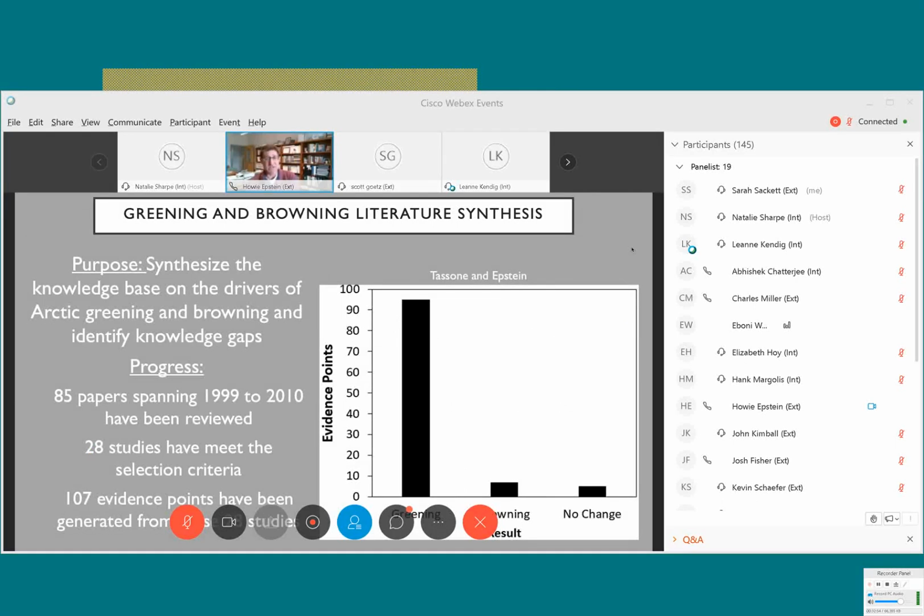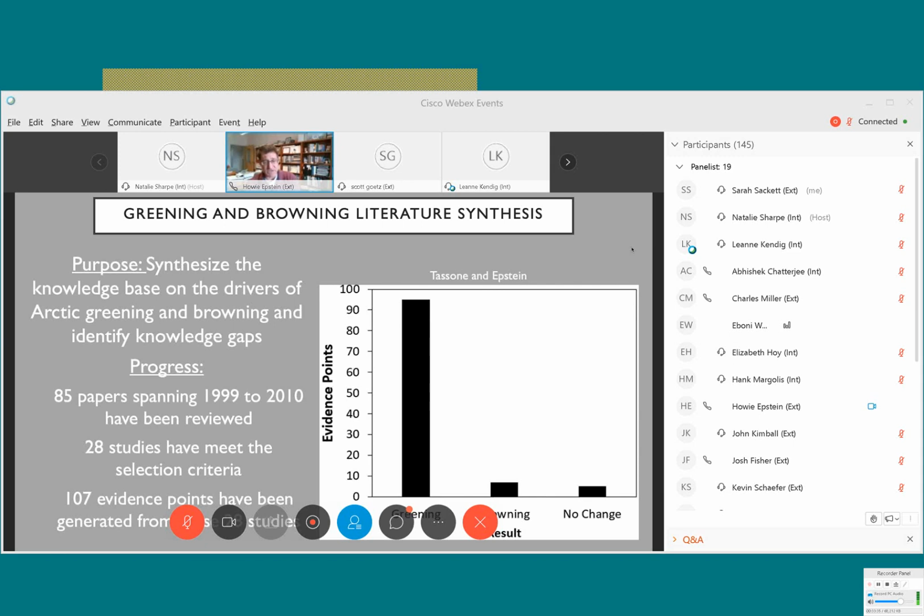So looking at a couple of new synthesis efforts, this is something that a graduate student of mine is working on: a greening and browning synthesis from the literature, with a specific focus on drivers, because I think that while we have a lot of observations, the drivers have yet to receive a great deal of attention. My student Morgan Tassone has reviewed a selection of papers beginning in 1999. The idea is to go through present. She's gone through papers through 2010 so far.